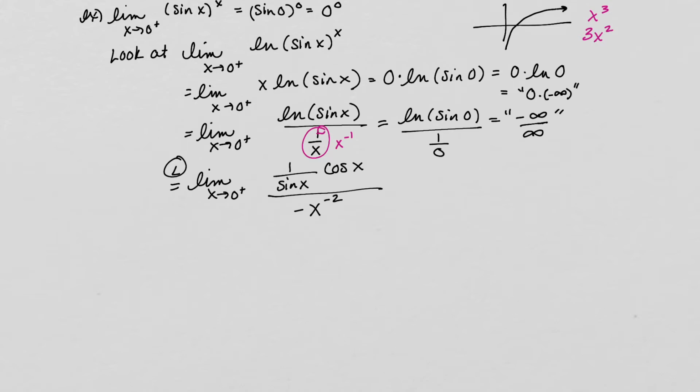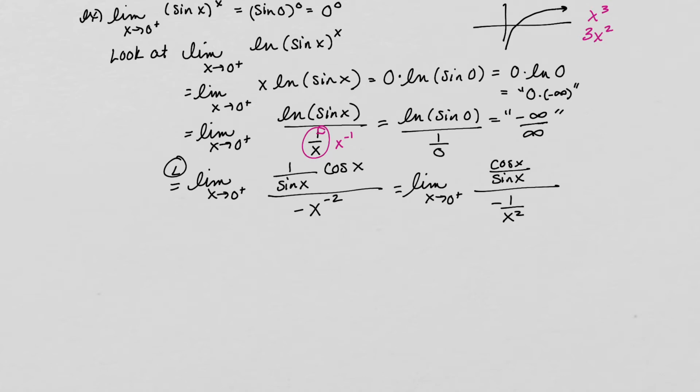Okay, so if we tried to plug in right this second, we're still going to have a giant mess on our hands. So at this point we want to do some algebra to clean up what we have. On the top we really have the limit as x approaches 0 from the right of cosine x over sine x. And then my bottom is now minus 1 over x squared. So I have a fraction over a fraction.